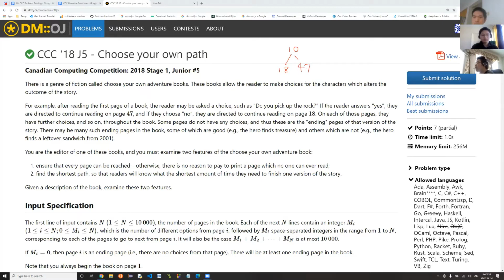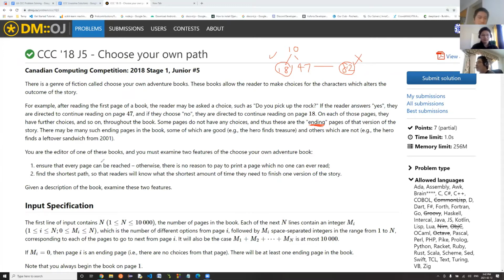And then some pages do not have any choices and thus are the ending pages. Now, this is important. They're ending pages of the book, right? Maybe let's say from 47, you go to 82 and that's it. That's the end of the book, right? Like some of them, the hero finds a leftover sandwich, which sucks. Maybe this one sucks and maybe this one is really good, right? This is just an example of a book.